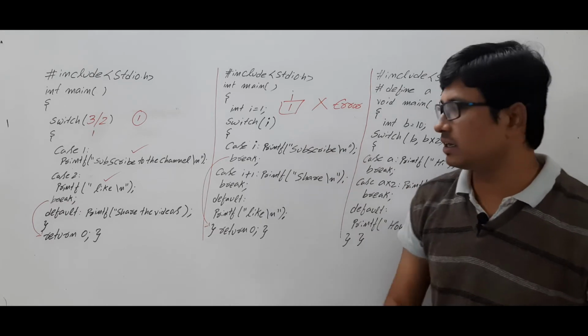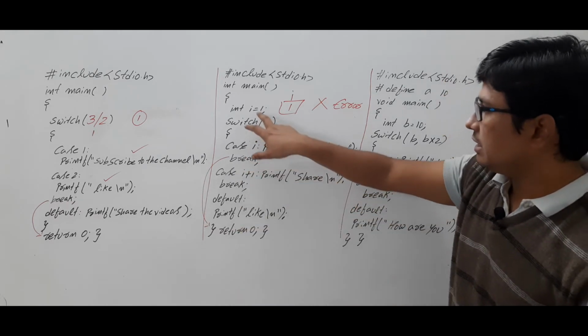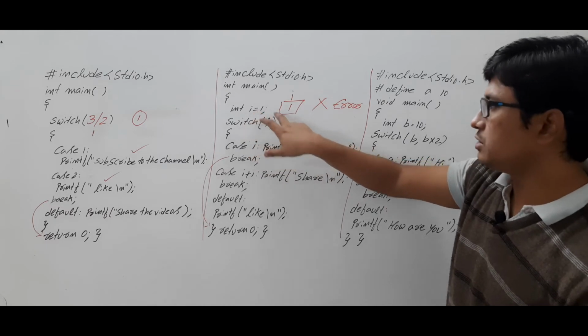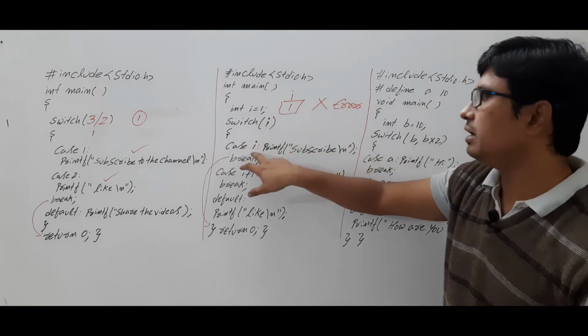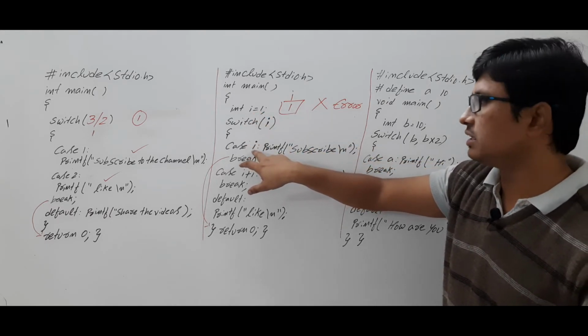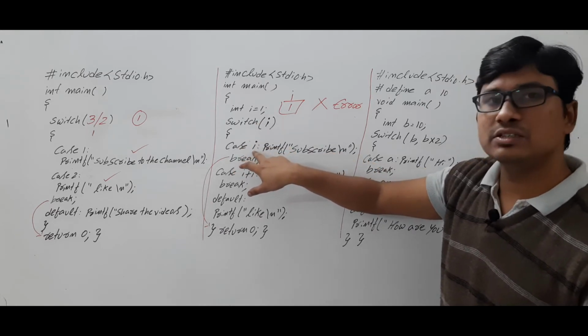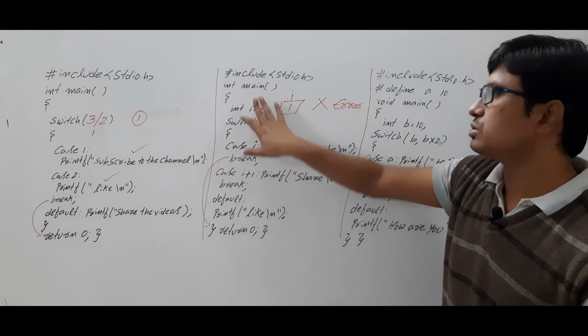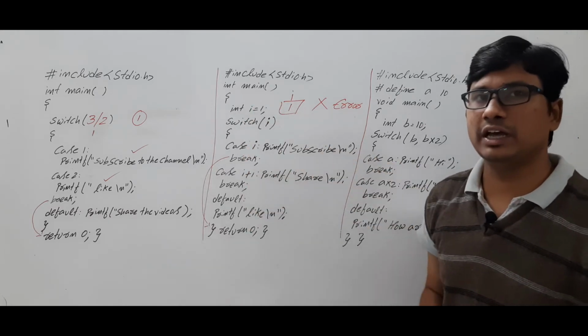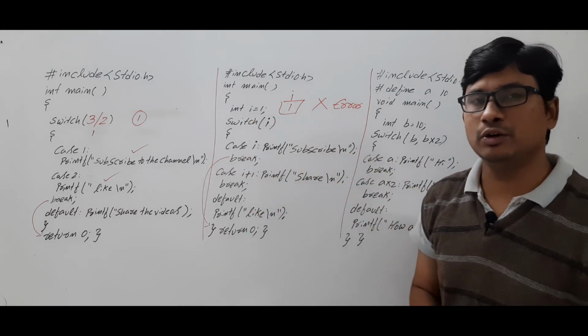I hope you have understood. Let me repeat again. Up to here it is okay. int i is equal to 1. Expression is 1. But here a lot of students will think that i value will come as 1. So there is a match. But here i is a variable, not a constant. So that's why this program will give an error and it does not display any output.